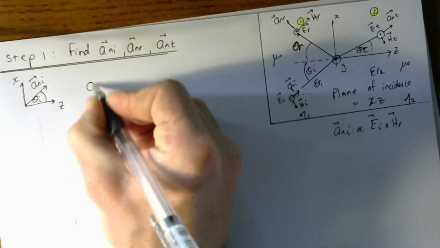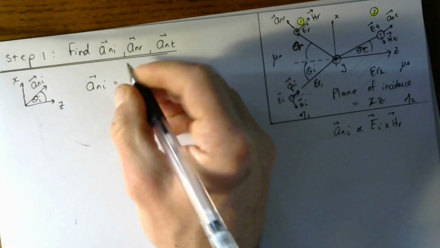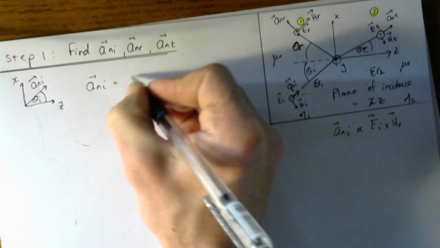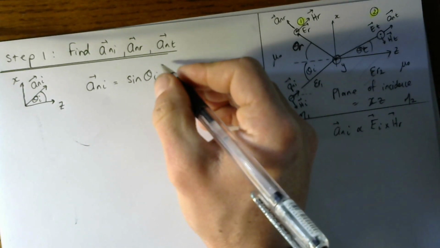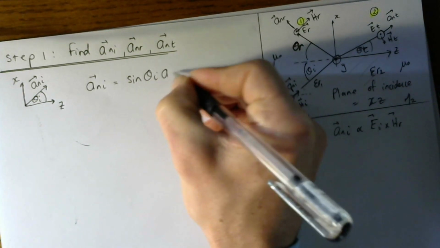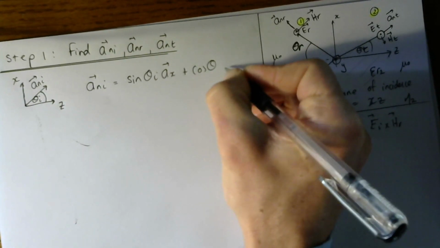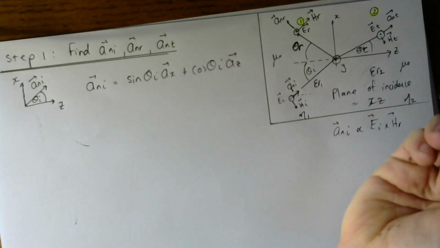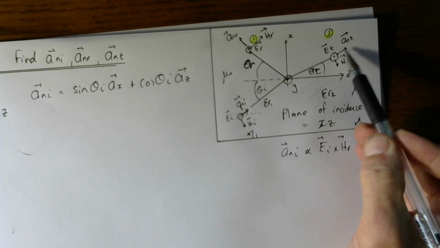So what happens then is a_NI can be expressed as, in the x direction, sine theta I, in the x direction, plus cos theta I, this component over here, in the z direction. Then I can do the same now for that vector over here.